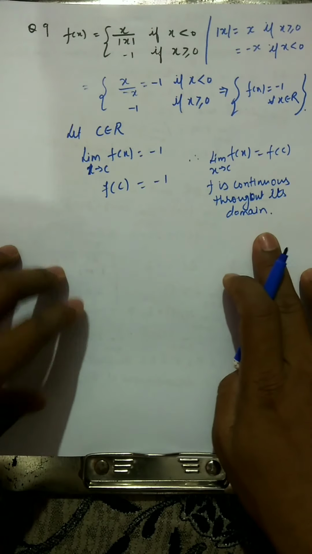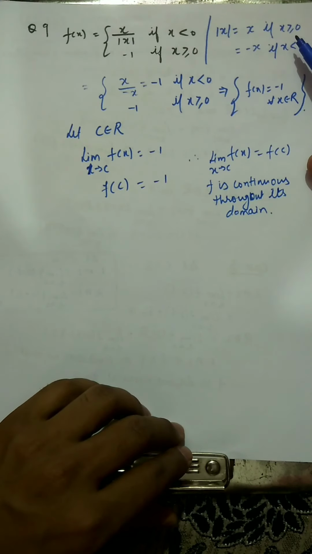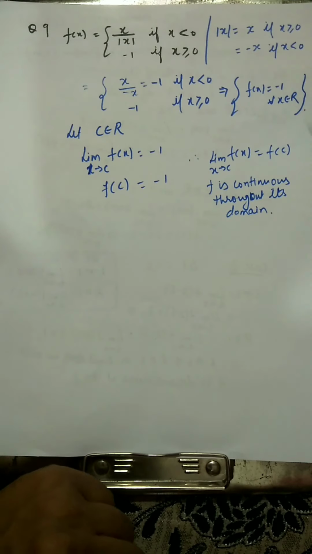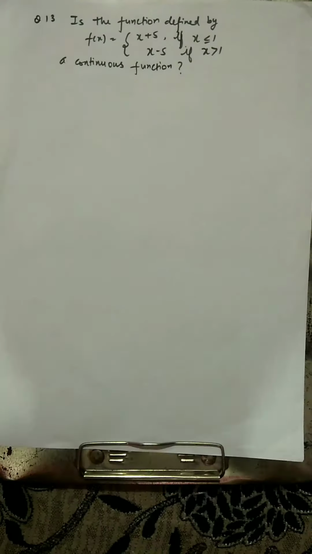So for modulus questions, you first convert according to x greater than or equal to 0, then you write x, and if it is x less than 0, then you write minus x. So always simplify the function and then proceed.